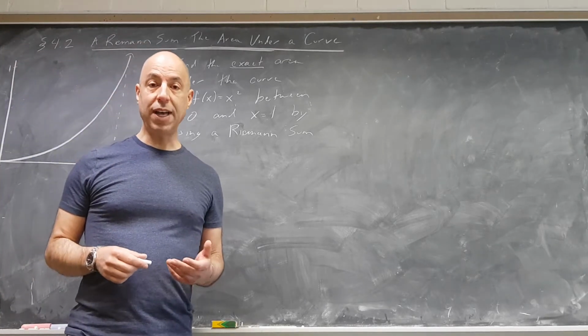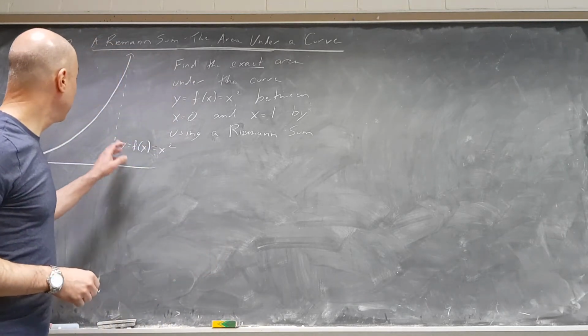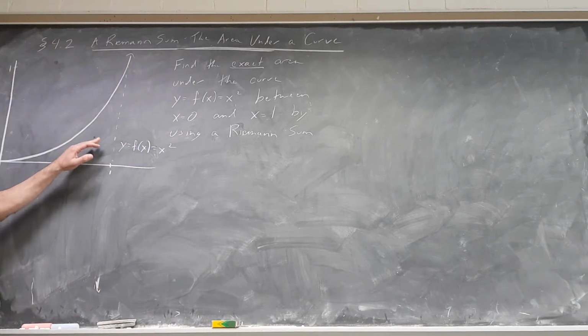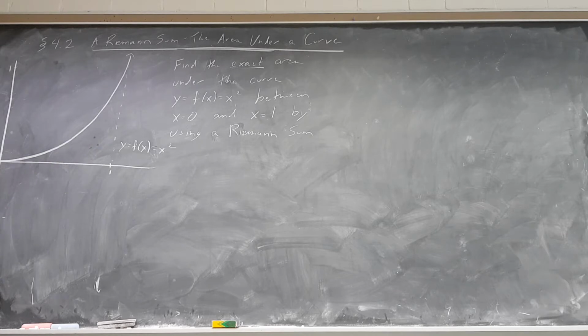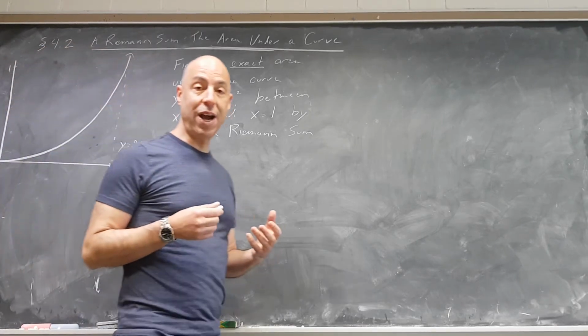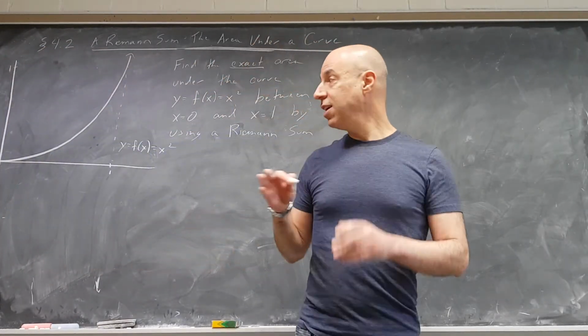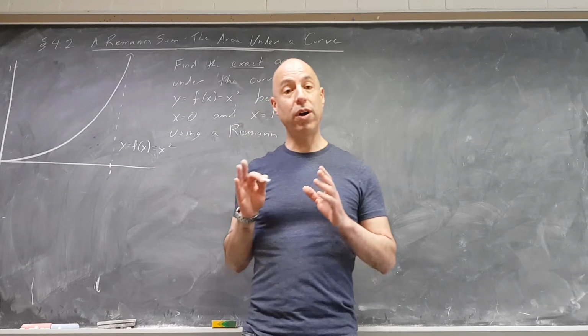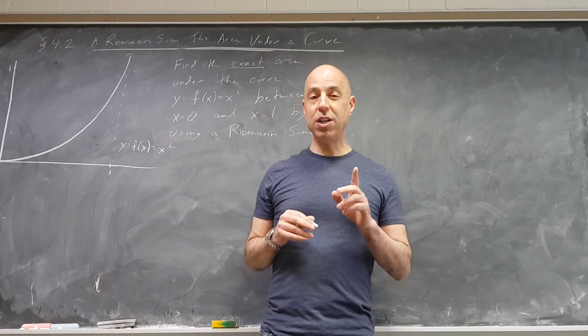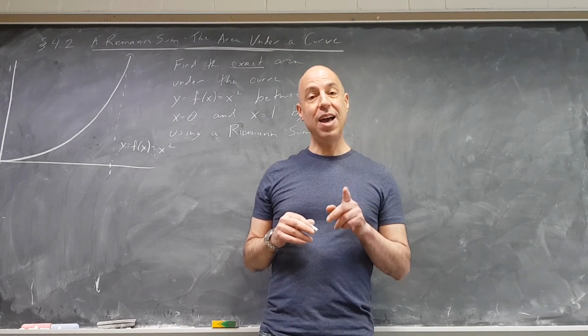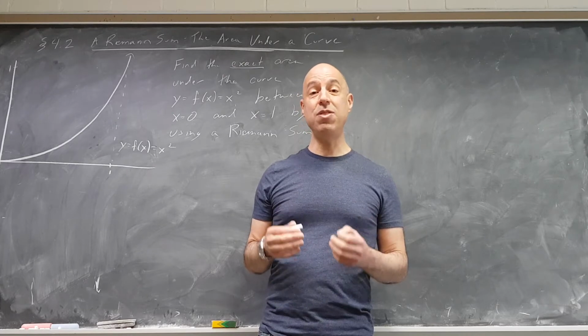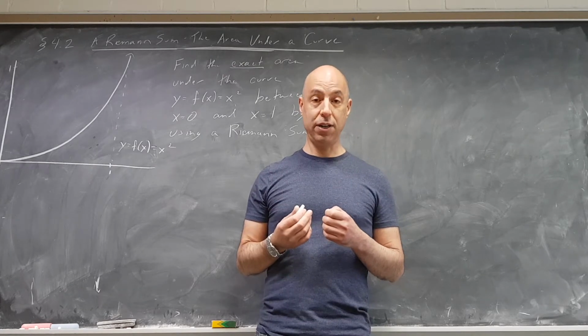So you'll recall in the last video, we took a look at the curve y equals x squared, and we estimated the area under the curve between x equals 0 and x equals 1 by doing a left-hand sum and a right-hand sum, dividing the interval 0, 1 up into 4 equal parts. We're going to do something similar today, except at the end of it, we're going to end up with the exact area under the curve.